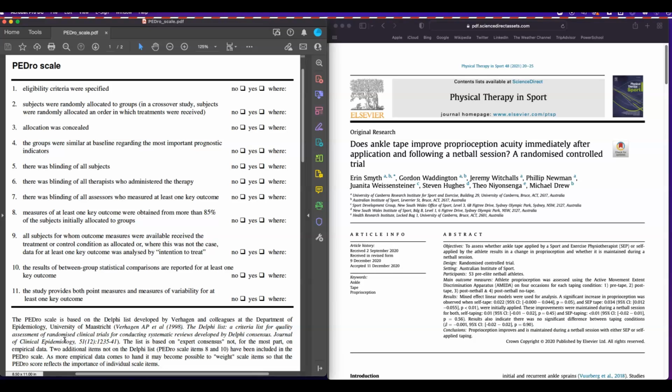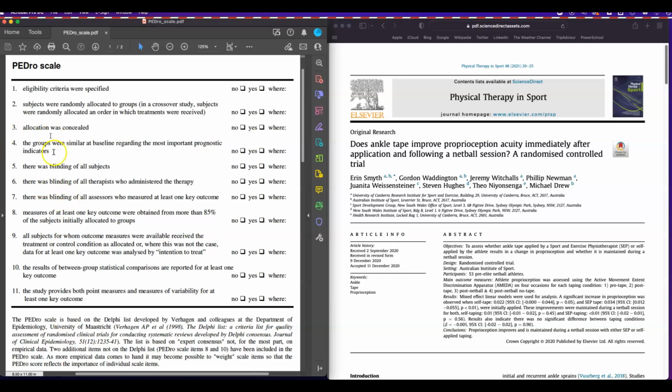But if you're using, let's say, a cohort study or a retrospective study, for example, you might be better off using other appraisal checklists within the module, such as the STROBE, for example, which is most often used for cohort observational studies. Today's focus, however, is on the PEDro scale.